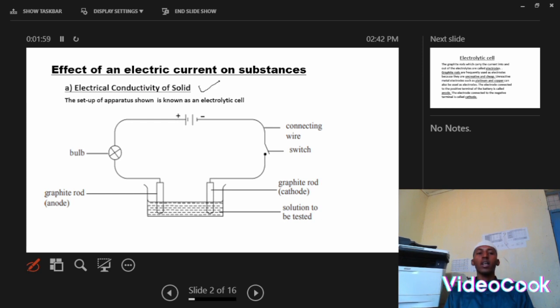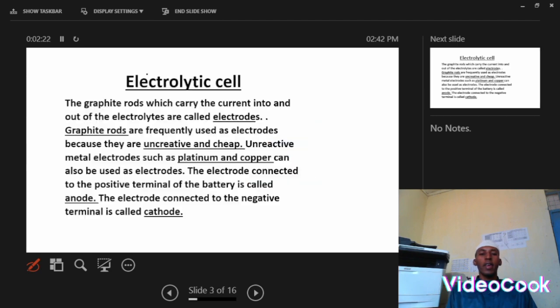We are going to learn 4 things under this topic, 4 subtopics. A, electrical conductivity of solids, how solids conduct heat and electricity. B, electrical conductivity of a molten substance. C, electrical conductivity of an aqueous solution. And lastly, D, the electrolysis process.